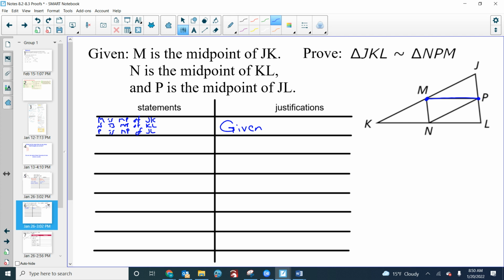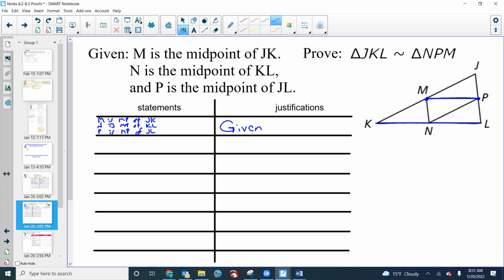There were 2 results that happened when you have a mid-segment. You remember, Jared? Want to keep it rolling, or pass it off to someone else? Isn't it half the length of KL? Good. And it's parallel to KL. Remember that? Yes. And this little triangle in here, MPN, is called the mid-segment triangle.